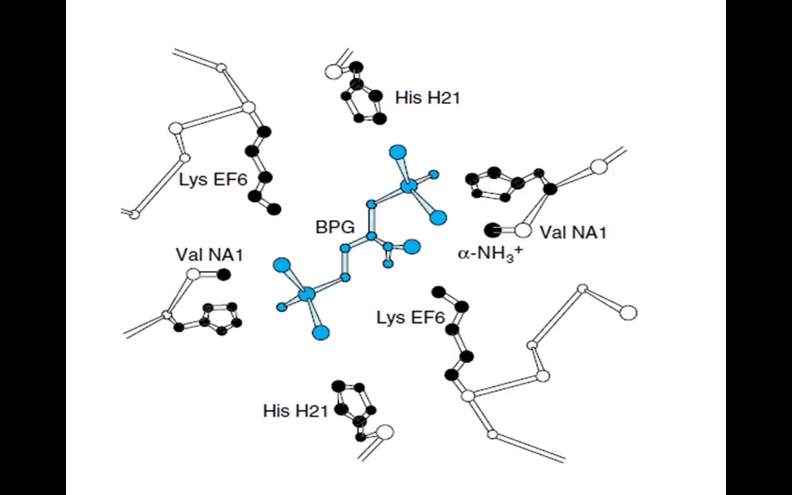This is the structure showing how BPG binds in the central cavity of the hemoglobin tetramer by forming salt bridges to the amino terminal end of both beta polypeptide chains, via the non-helical A1 part of valine, lysine EF6 and histidine H21 of both polypeptide chains. They form the central cavity where BPG attaches by forming salt bridges.